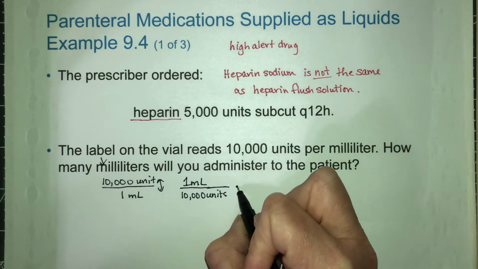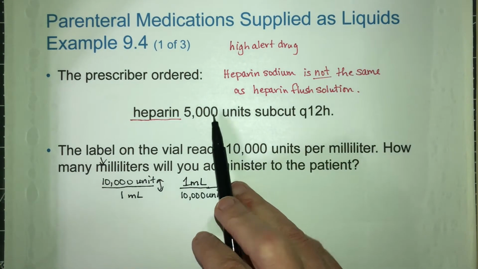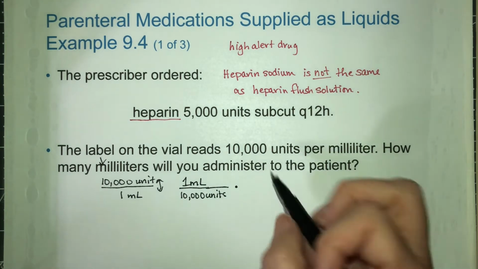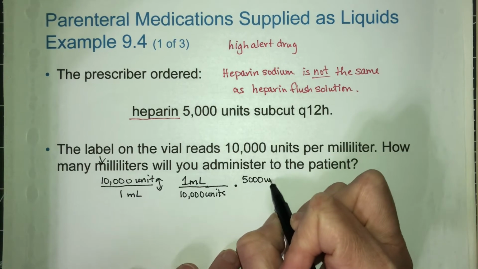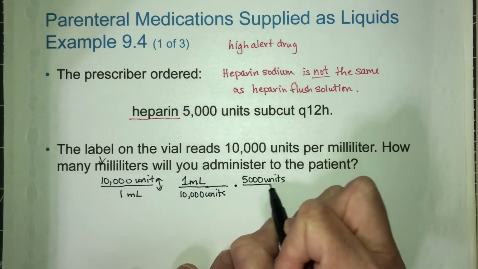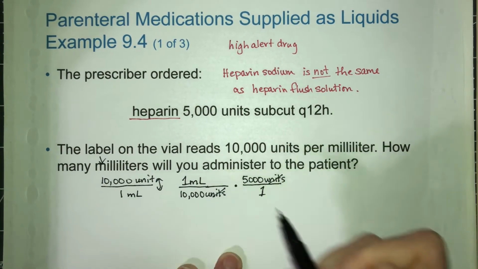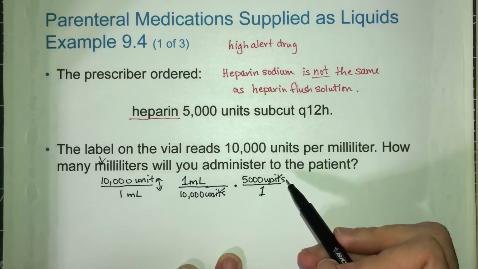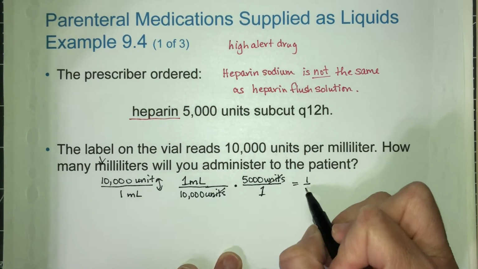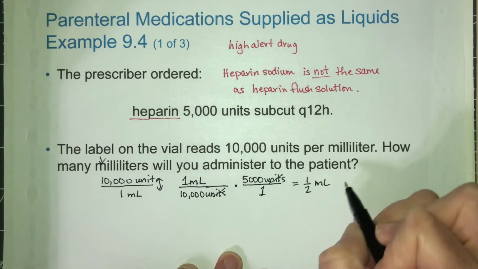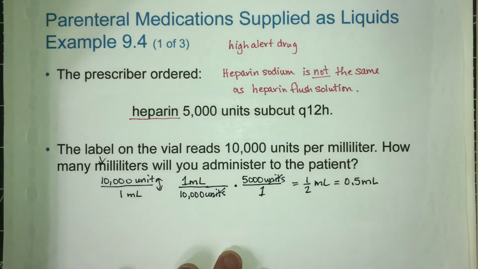Now I'm going to multiply this by what I want to end up with. I want to have 5,000 units. I'm trying to cancel out my units, right? So I put 5,000 units up here, and this is over 1. My units cancel out. I'm going to end up with milliliters. If you do the multiplication straight across, you get 5,000 over 10,000, which reduces to 1/2 a milliliter, which is of course 0.5 milliliters.